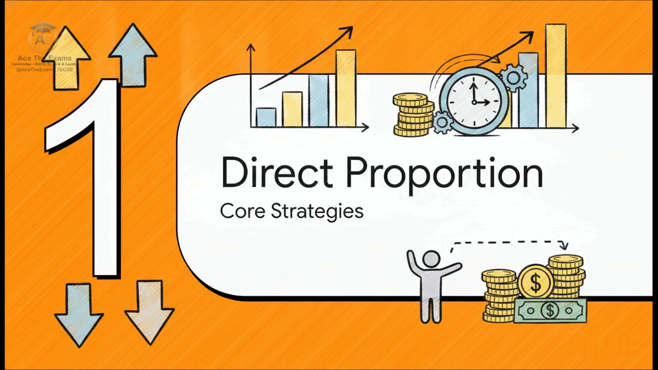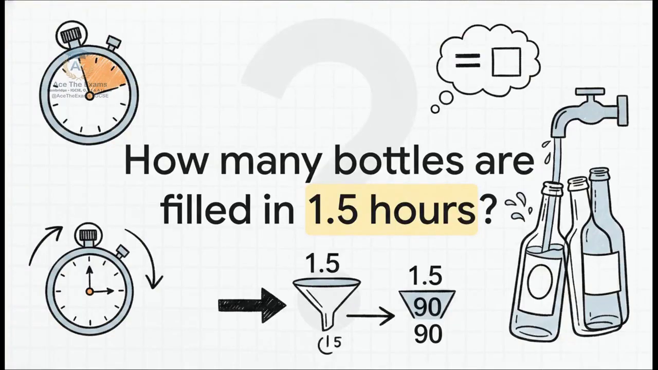But Cambridge examiners don't just hand out marks for knowing what direct proportion is. They test your execution. Let's look at a classic Cambridge past paper scenario right here on the screen. A bottling machine fills 500 bottles in 15 minutes. How many bottles will it fill in 1.5 hours?